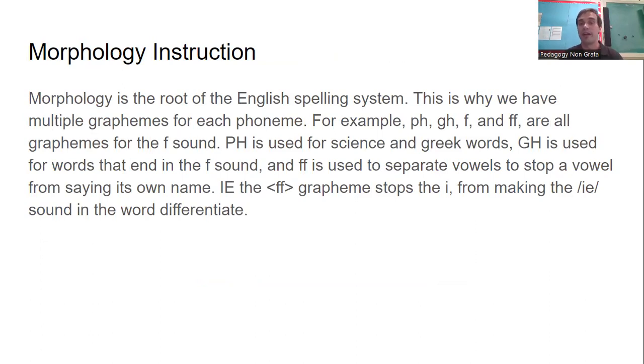PH is typically used for science and Greek words. GH is used for words that end in the F sound, and FF is used to separate vowels to stop a vowel from saying its own name, i.e. the FF grapheme stops the I from making the IE sound in the word differentiate. Now, none of those are specifically morphemes, but morphemes help to explain why we have these types of patterns appearing in the first place.